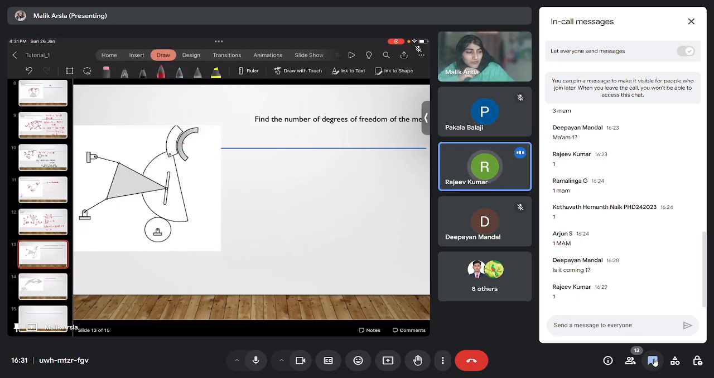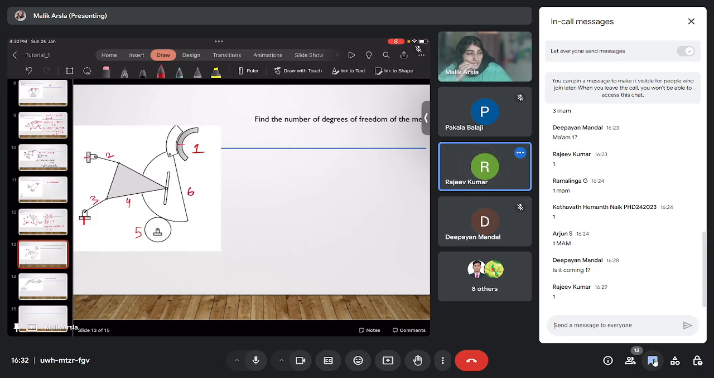Ma'am, your cursor is not visible. Is this visible? Yes, ma'am. This upper one, this is one link, right? Yes, ma'am. This one is second link. This one is third link. This one is fourth link. Then this circle, I think it is the fifth link. Fifth link. Then D is the sixth link.